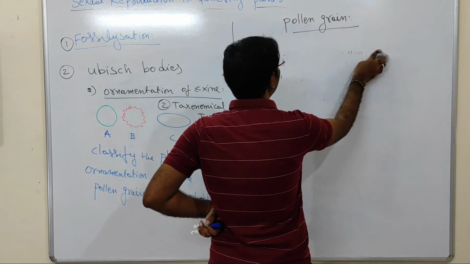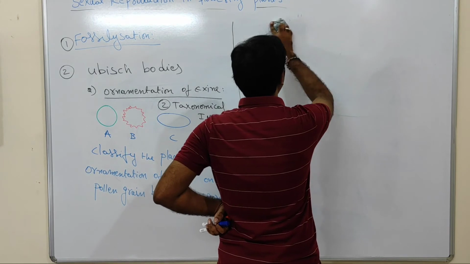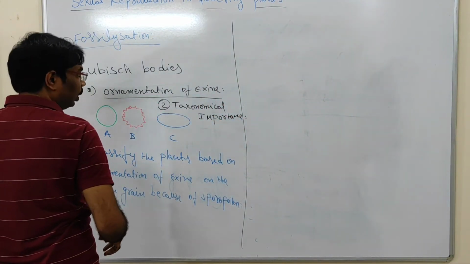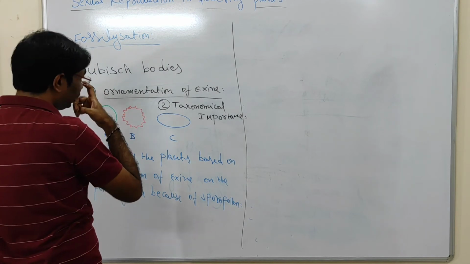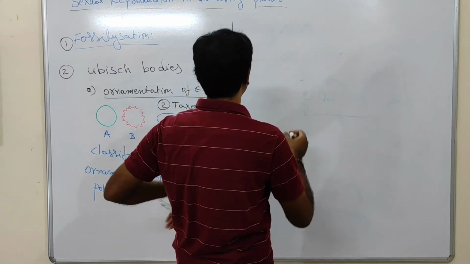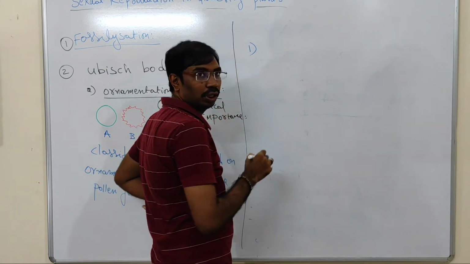Another property: where the sporopollenin is absent on the pollen grains, that particular area is called germ pores. So what is the first point?